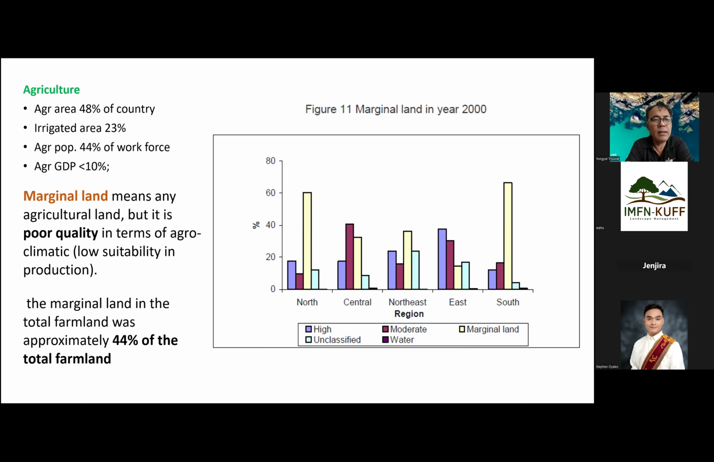So in Thailand right now we have agricultural area of nearly 50%, but only 23% of the country is irrigated. It means we have an irrigation system. The last one is the rainfed system, so cultivation may be one crop per year according to the rainfall calendar.